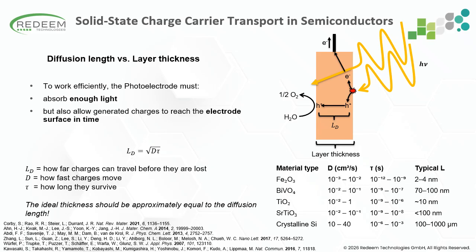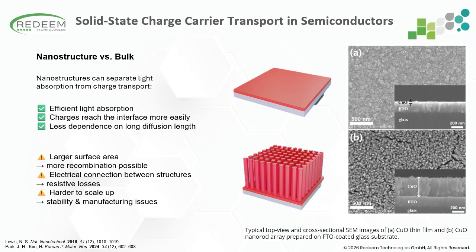So ideally, the photoelectrode thickness should therefore be on the order of the diffusion length to maximize the charge collection. And the natural question that follows from this is, what if the diffusion length is much shorter than the thickness needed to absorb enough light? And here in this picture we see a flat bulk photoelectrode where the charge carriers are forced to travel through the entire thickness of the material before they reach the surface. And for materials with short diffusion length, many carriers recombine before they can participate in the reaction.